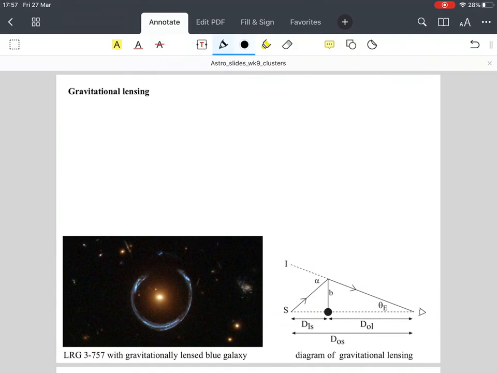Now, for the problem class, we left it up to you to use this diagram and use geometrical arguments to actually derive a useful formula for how you can calculate that angle shown, theta E, which is known as the Einstein angle. You can calculate that using geometry if you know the angle alpha. And alpha is given from general relativity, so that's far beyond the scope of this module. So I'll just write down what this alpha, known as the bending angle, is.